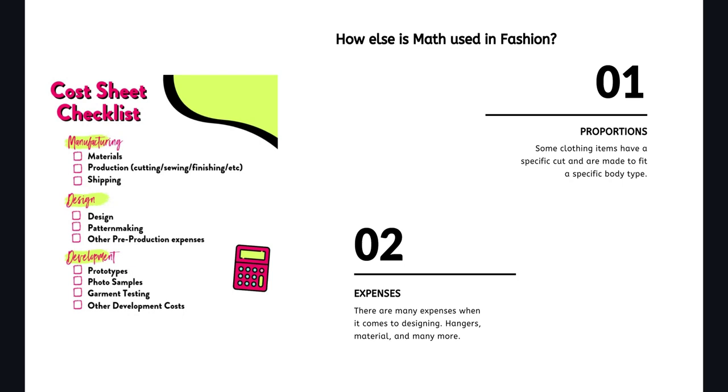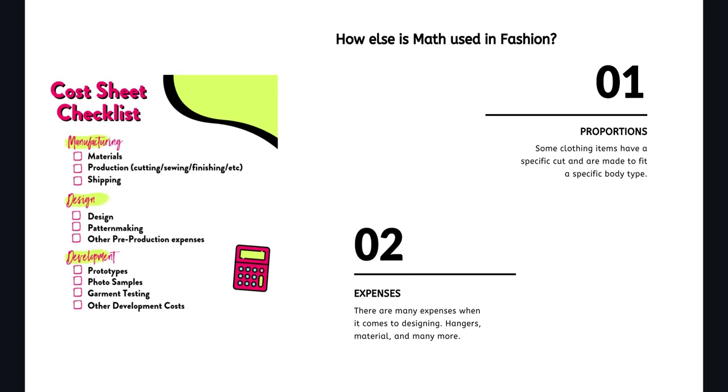And how else is math used in fashion? So there's two big ways that I found when I was doing my research. One way is proportions. Some clothing items have a specific cut and they're made to fit a specific body type. Based on how certain models' proportions compare to the cut of the clothing, certain pieces are chosen for them to wear. And math is used to ensure that the measurements of the model and the clothing actually match up.